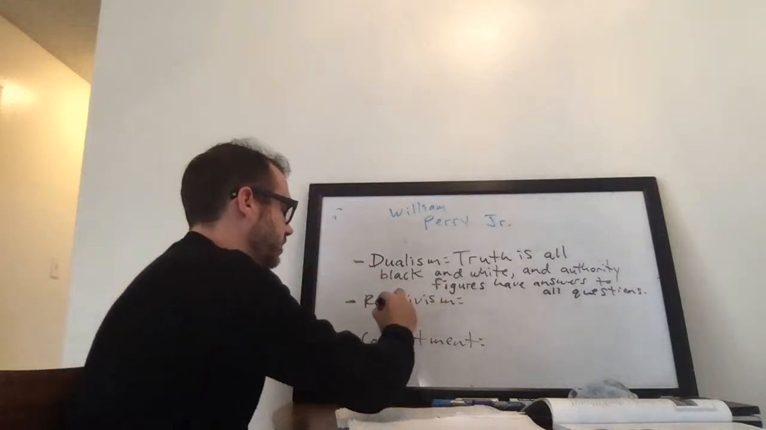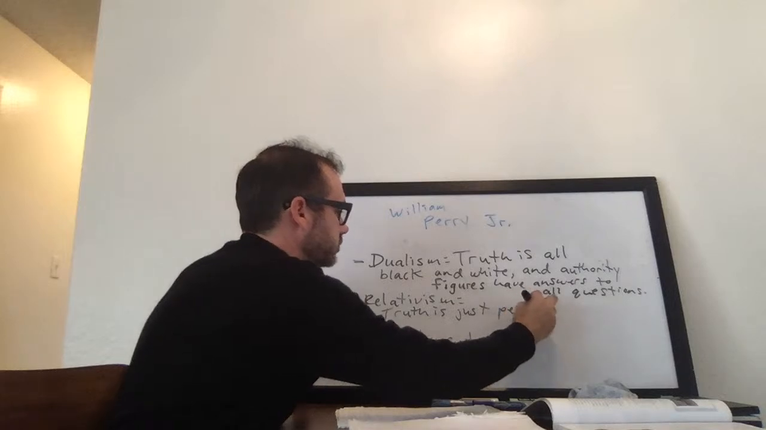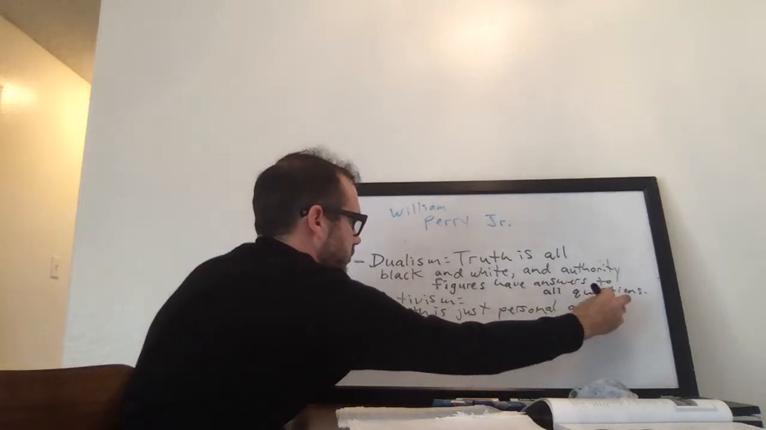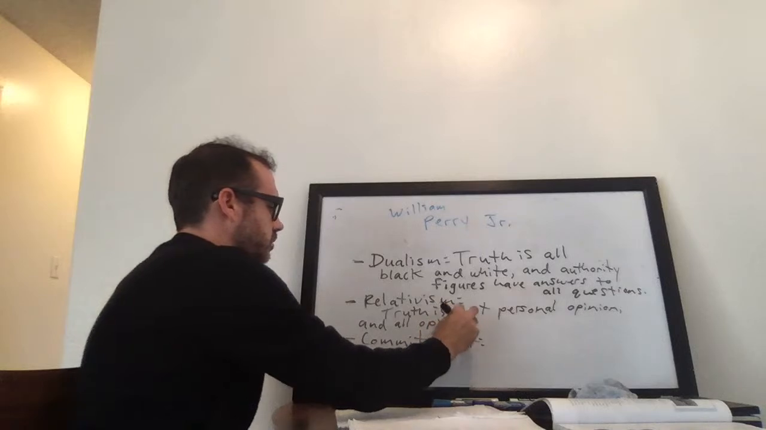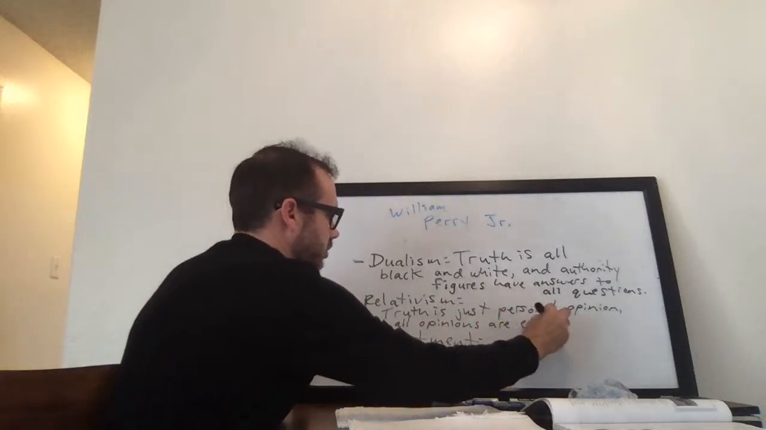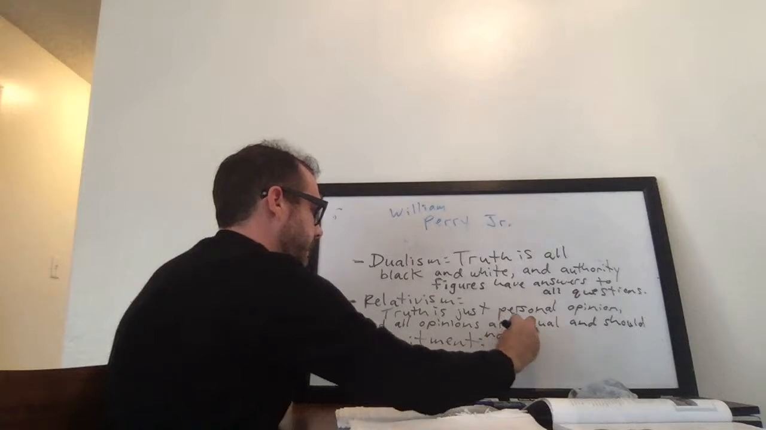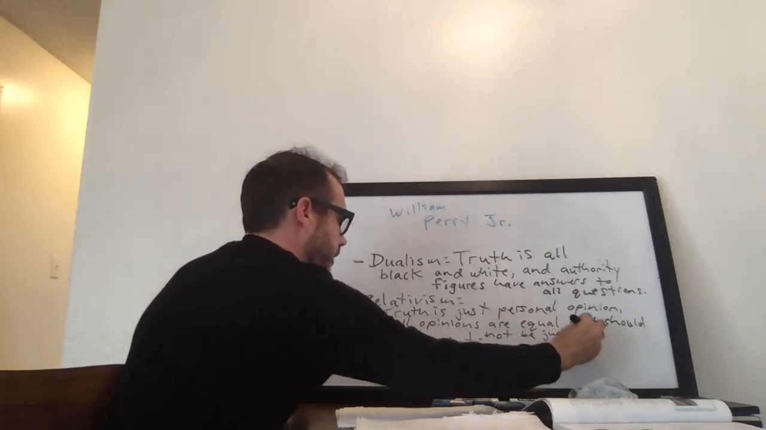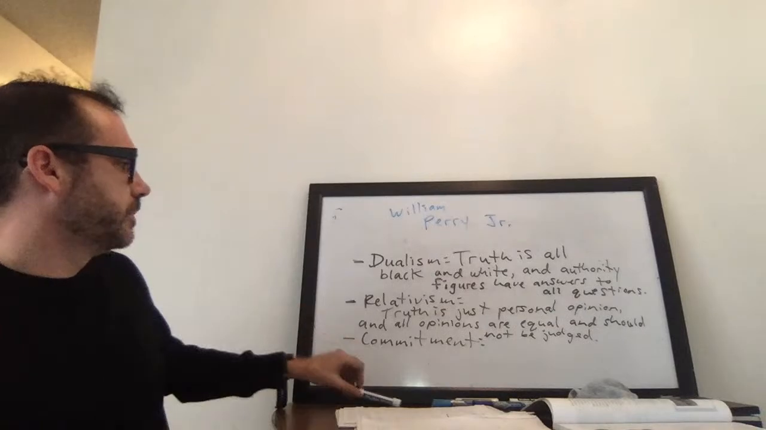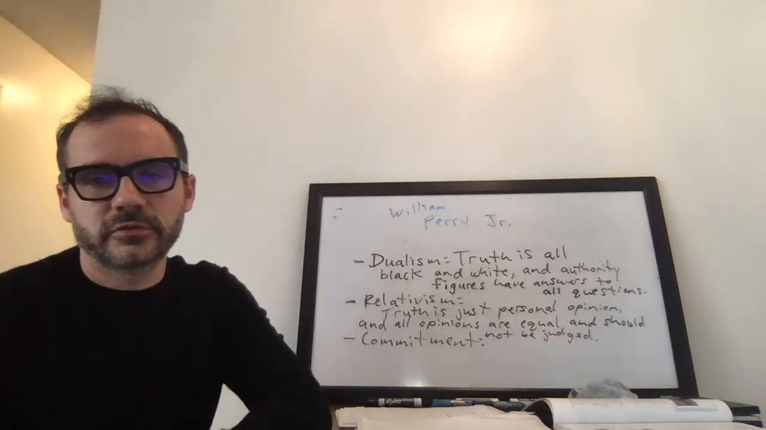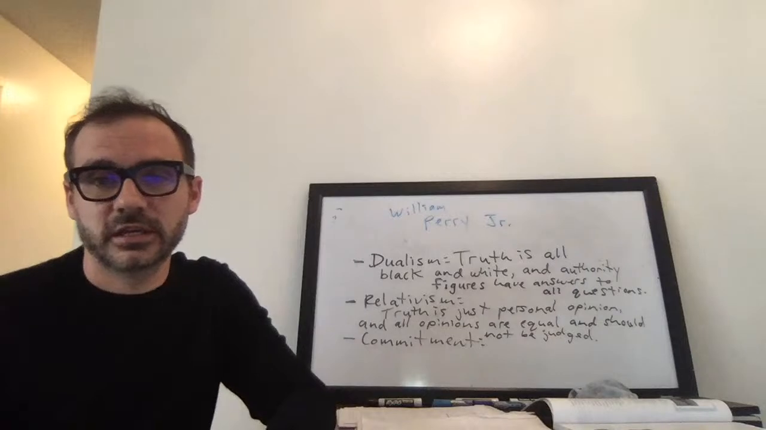So the relativism phase says that truth is just personal opinion, and, second part, all opinions are equal and should not be judged. That's relativism. So you start off your life as a dualist and you think there are just objective truths that are given to me by authority figures. I can't question it. They know everything, and I'll just follow.